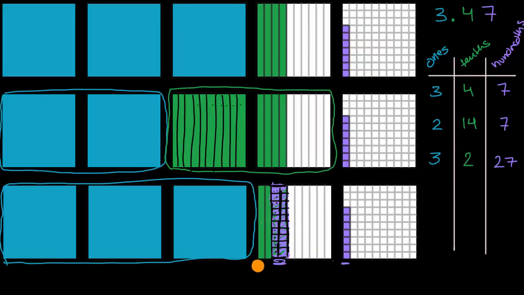So in this situation, we regrouped 2 from the tenths place, and we expressed them as hundredths. So 2 tenths became 20 hundredths, added to the 7 hundredths that you already have, and we now have 27 hundredths. Hopefully that makes sense.